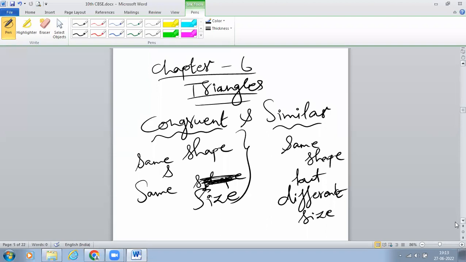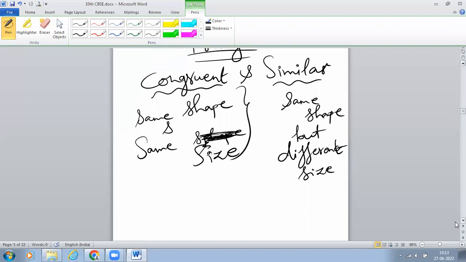Similar means it looks the same, but actually it is not the same. But congruent means exactly the same, same in shape as well as same in size. That is the meaning of congruent.